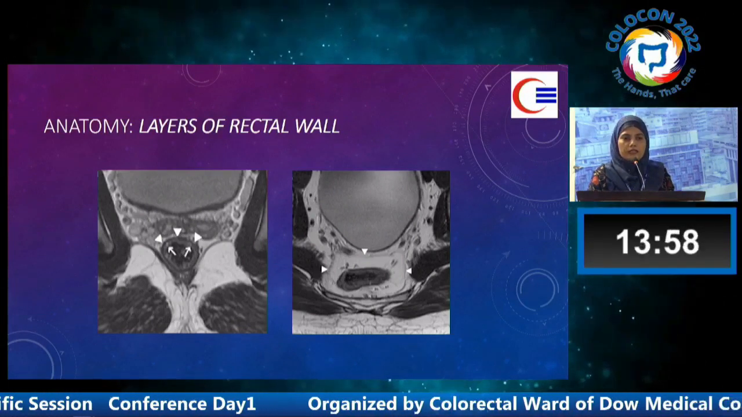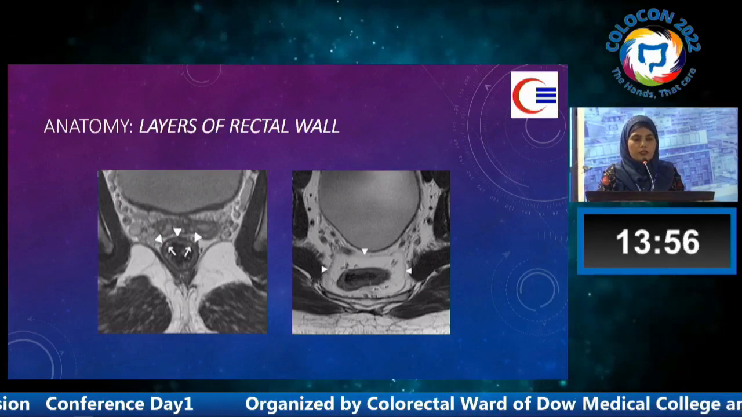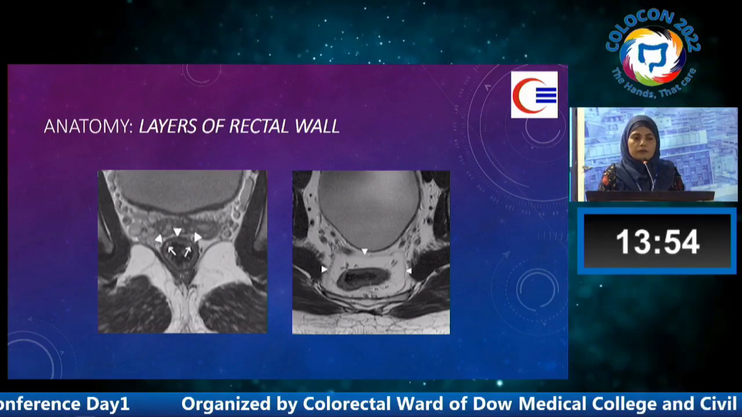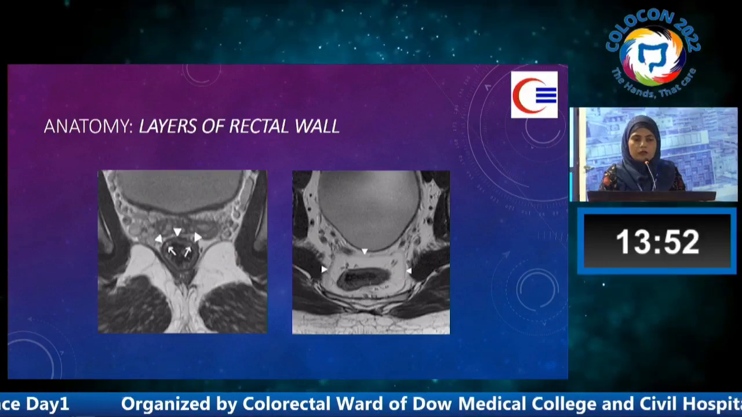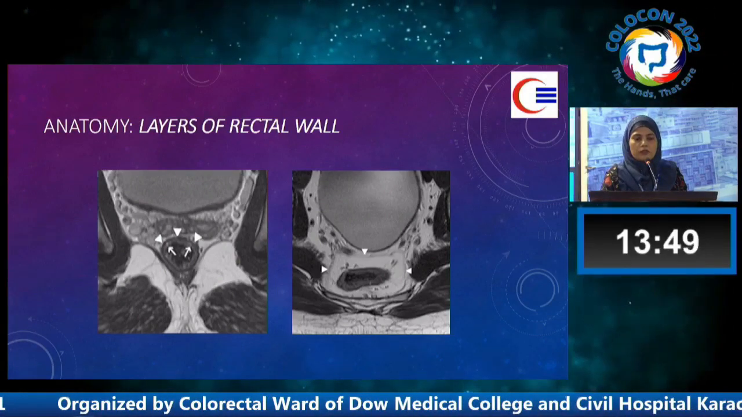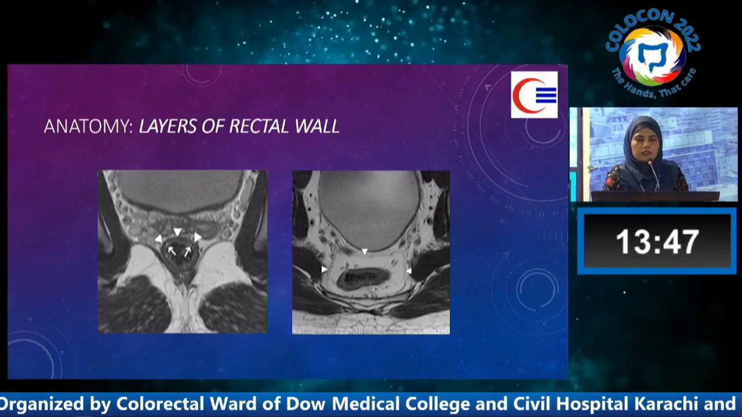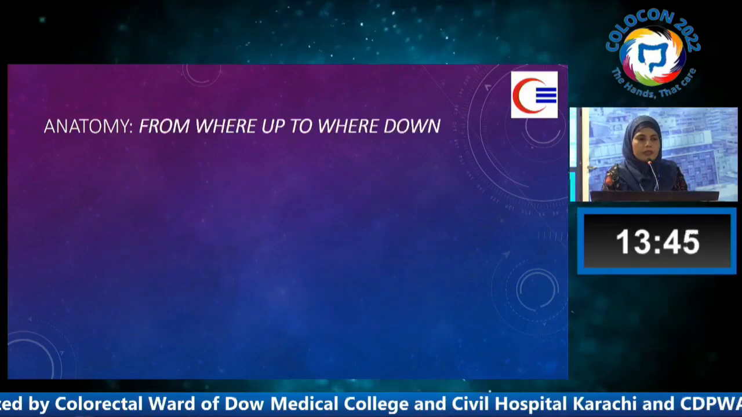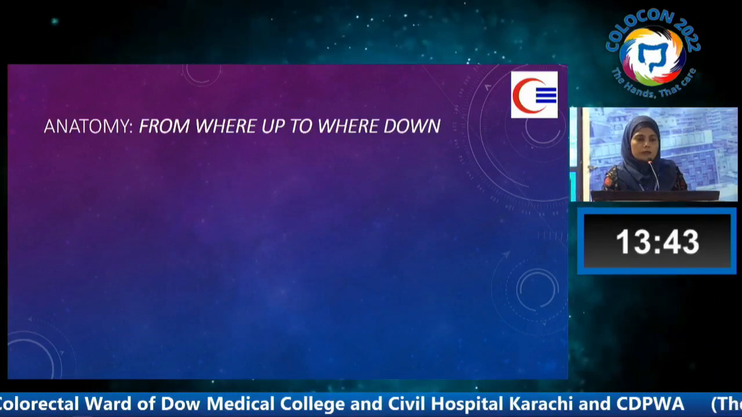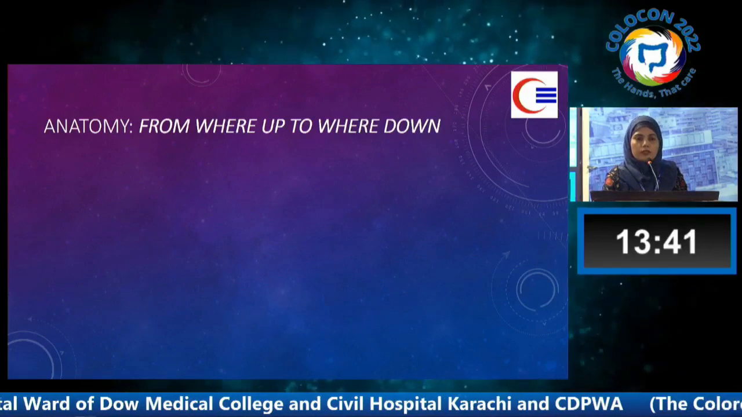Beyond MRF, any signal abnormality is called T4 disease. So the content of mesorectal fat, the amount of mesorectal fat, is very important. Normally, the content of fat reduces in the lower rectal segment. Then what are the boundaries of the rectum? From where to where down?